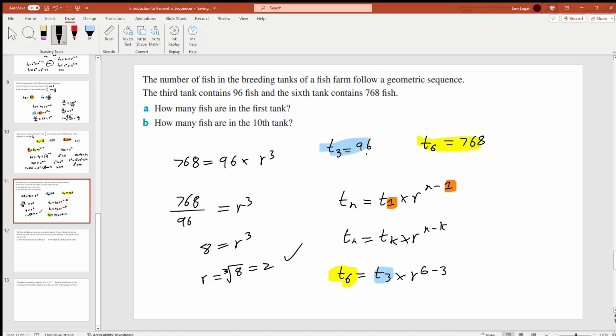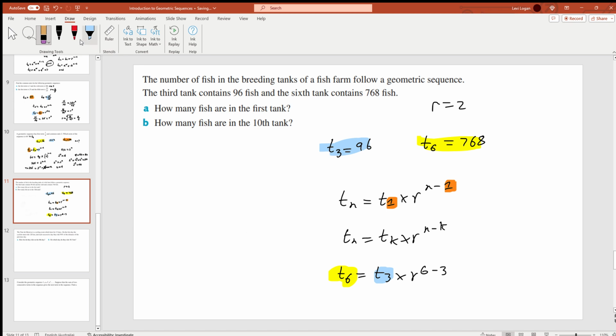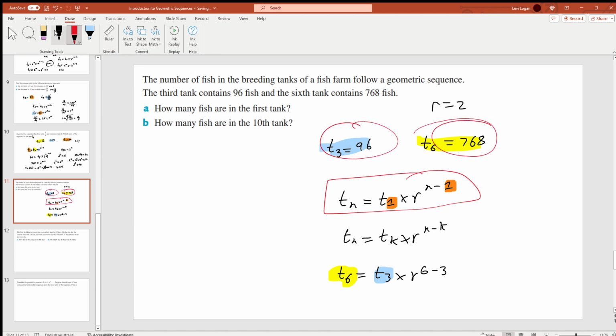So your ratio is 2, and we haven't found anything else yet, but we can find the first term now. If we rub out all this stuff here, we can now use this formula here, and we can choose either term. I'll choose t of 3, so t of 3 is equal to t of 1 times 2 to the power of 3 minus 1. I know t of 3 is 96, equals t of 1 times 2 squared, which is 4.